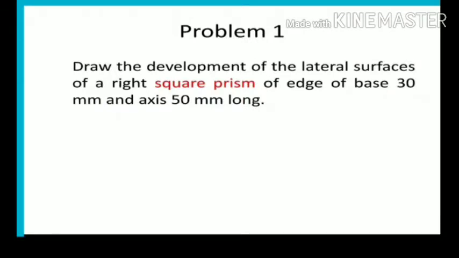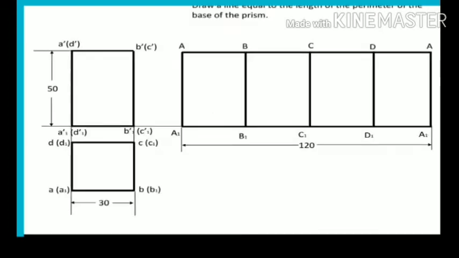Now let us look at the first problem, that is a simple problem: draw the development of lateral surface of the right square prism of edge of base 30 mm and axis 50 mm long. Here the prism axis is perpendicular to the HP. Now the top view observed is the square, and the front view is the rectangle, that is the length of the axis.